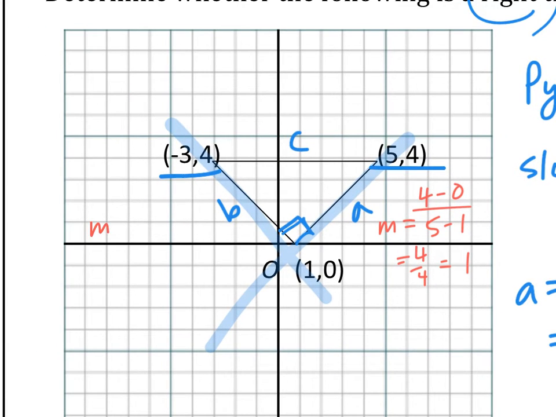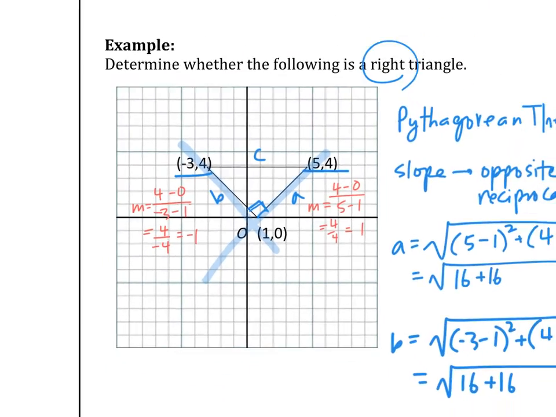And then the slope over here, y2 minus y1 over x2 minus x1. So that is, am I doing this wrong? Oh, I'm sorry. Yeah, I did this wrong. Okay. 4 minus 0 over negative 3 minus 1. So 4 over negative 4, that is negative 1. So 1 and negative 1 are opposite reciprocals of each other, and so that means they are perpendicular.